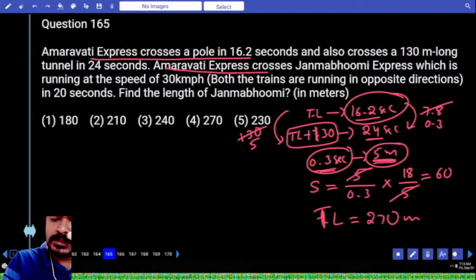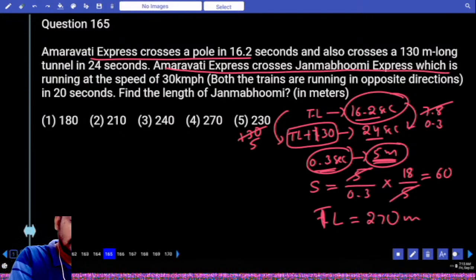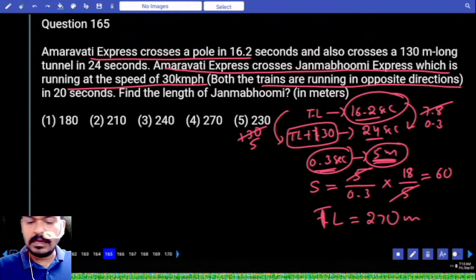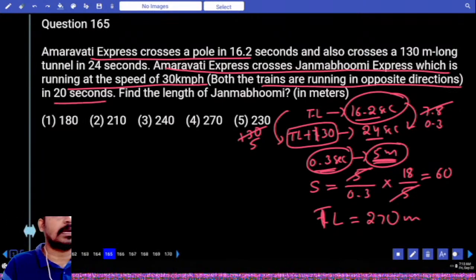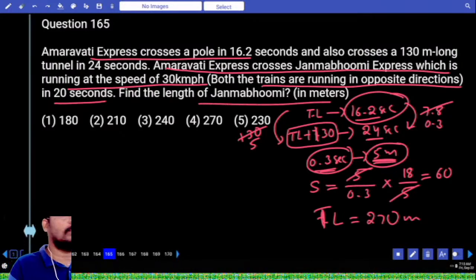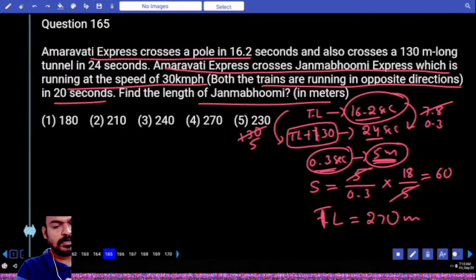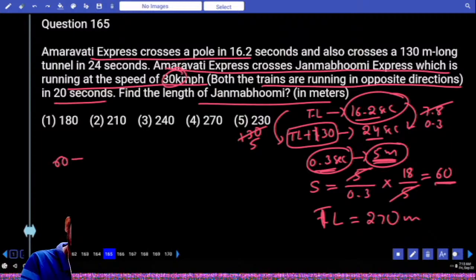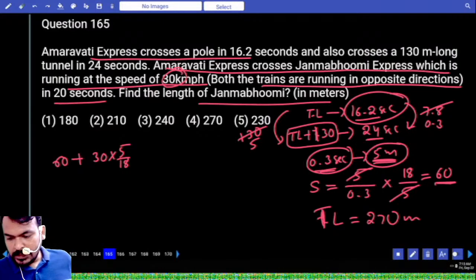And next one, Amaravati Express crosses a Janambhoomi Express which is running at the speed of 30 km per hour. Both the trains are running in opposite direction, in 20 seconds. Find the length of the Janambhoomi Express. Both the trains are moving in opposite direction, so relative speed is the sum of the speeds or the difference of the speeds? Sum of the speeds. What is the second one's speed given? 30. What is the first one's speed? 60. Then we write 60 plus 30 into 5 by 18.